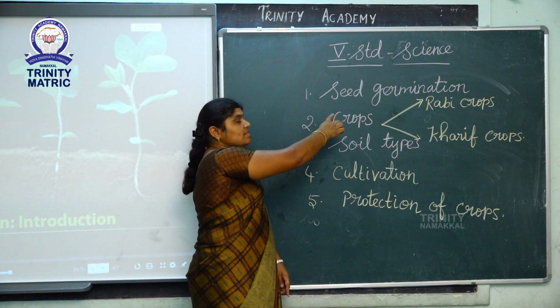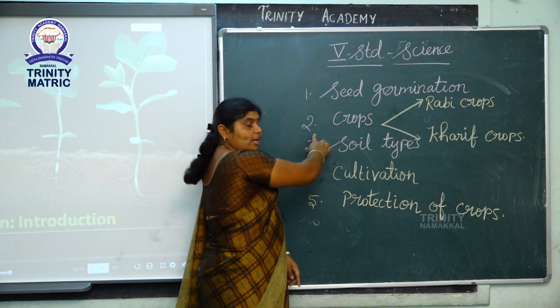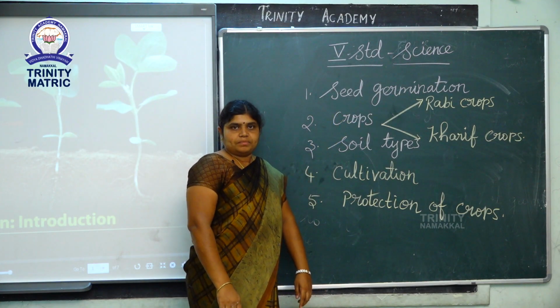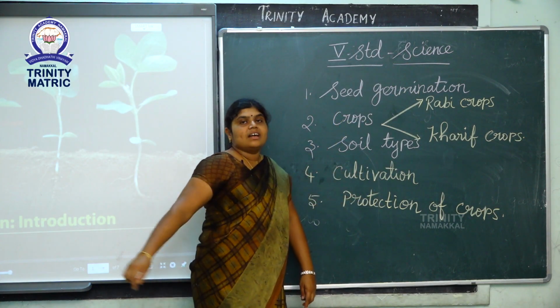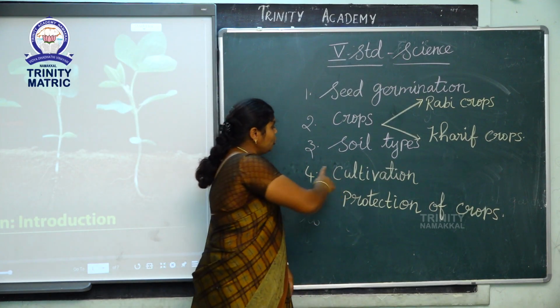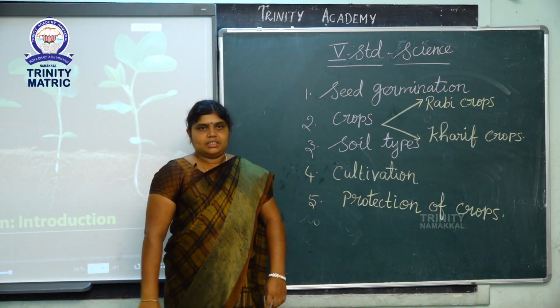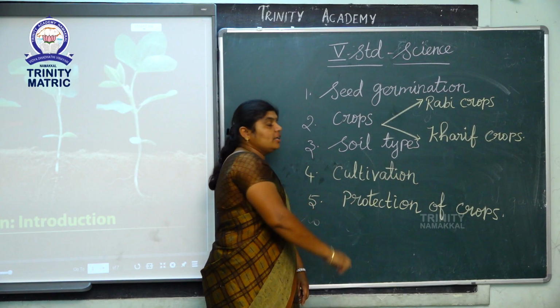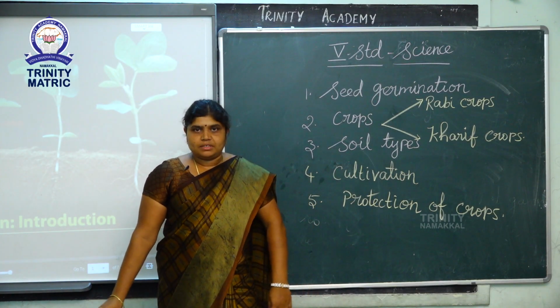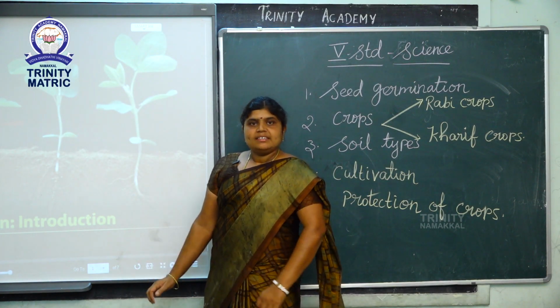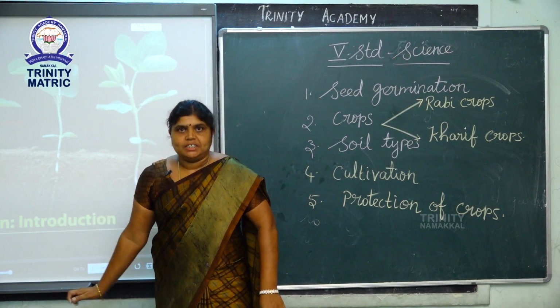First one is seed germination. Second one is crops. Third one is soil types. Fourth one is cultivation. And the last one is protection of crops. So the first one is seed germination.